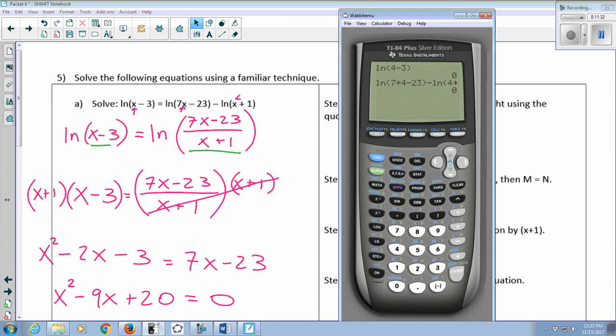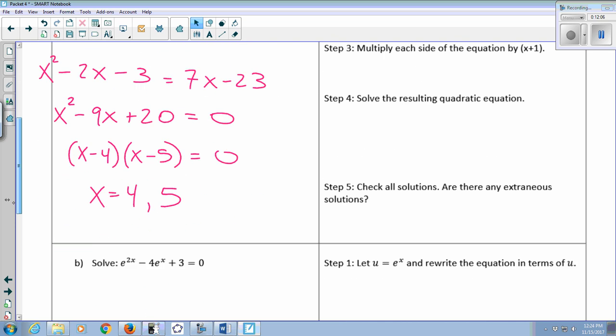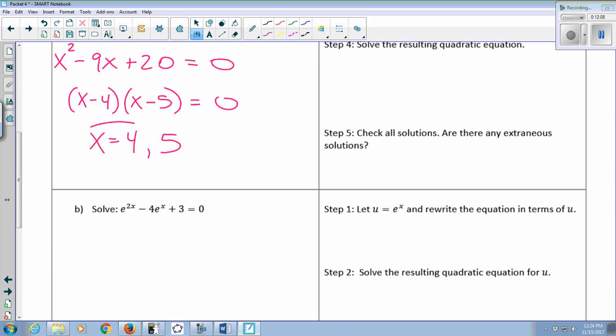Now I'm going to redo this with 5. Put a 5 in here. ln of 5 minus 3 is 0.693. And then I'm going to do the ln of 7 times 5 minus 23. Oops, I didn't mean to close that parenthesis. Minus 23 minus the ln of 5 plus 1. And I also get 0.693. So those are both actually solutions. And so I can go ahead and circle them.